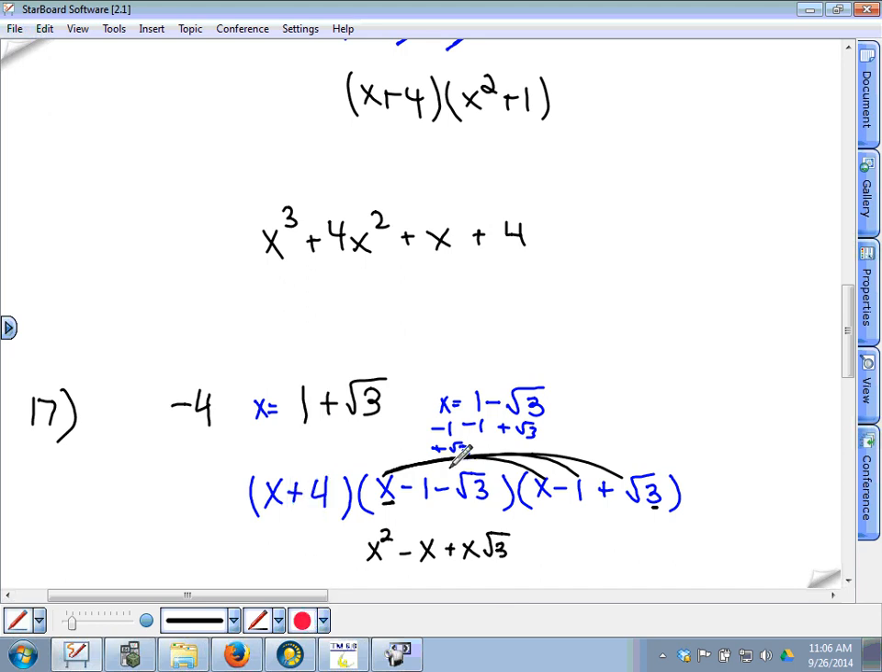Now do the same thing with the negative 1. Negative 1 distributes here, here, and here. Negative 1 times x is negative x. Negative 1 times negative 1 is positive 1. And then negative 1 times root 3. Negative 1 root 3 is technically correct. It'd just be easier to say negative root 3, though.